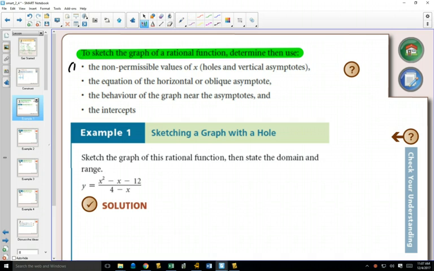The first thing we always do is our non-permissible values, and our non-permissible values find either holes or vertical asymptotes. The second thing we look at is whether our graph is going to have horizontal asymptotes, oblique asymptotes, or none. Now here, I'm going to put the intercepts as number 3.